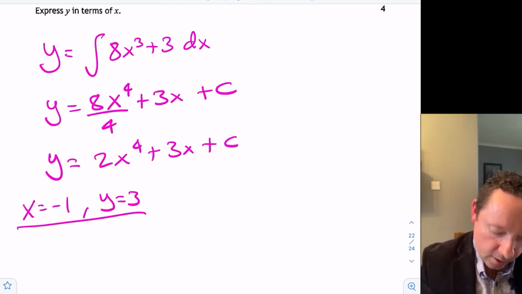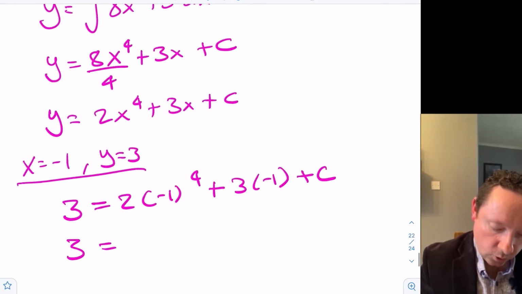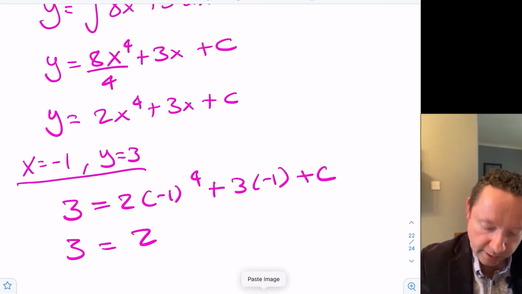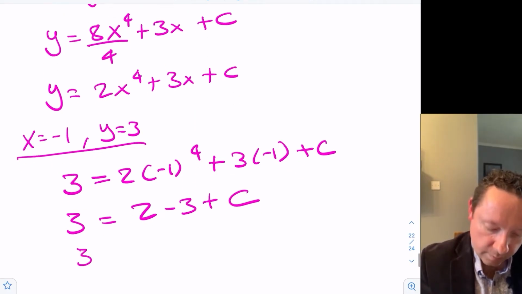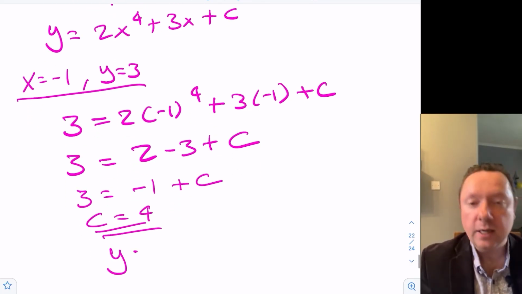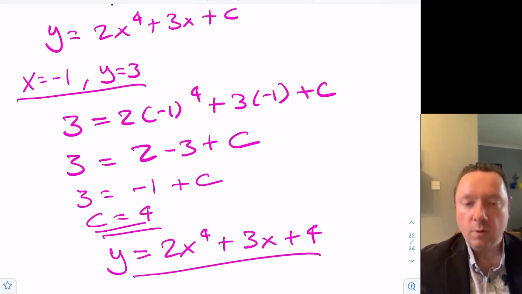So subbing that in, we'll get 3 equals 2 times minus 1 to the 4 plus 3 times minus 1 plus c. So 3 equals 2, minus 1 to the 4 is 1. 3 times minus 1 is minus 3 plus c. 3 is minus 1 plus c, so c equals 4. And therefore, we just rewrite our equation with the c replaced by the number 4: y equals 2x to the 4 plus 3x plus 4. And we're done there.